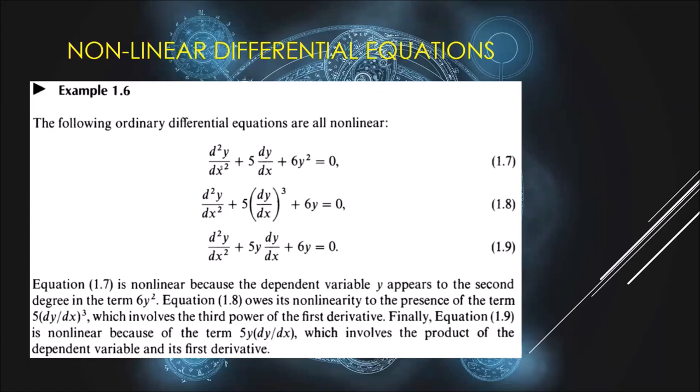Okay, so the following ordinary differential equations are all nonlinear. The first example is nonlinear because the dependent variable y appears to the second degree in the term xy squared. So our y is raised to the second power. The second example owes its nonlinearity to the presence of the term 5 times (dy over dx) cubed. We know dy over dx is first order, however its degree is three because it is raised to the third power, which involves the third power of the first derivative. Finally, the last example is nonlinear because of the term 5y dy over dx, which involves the product of the dependent variable and its first derivative.